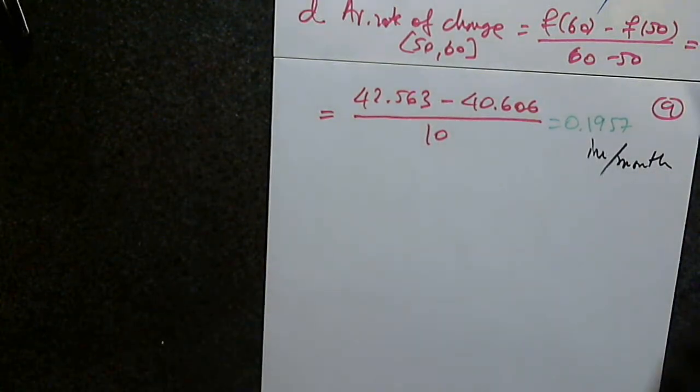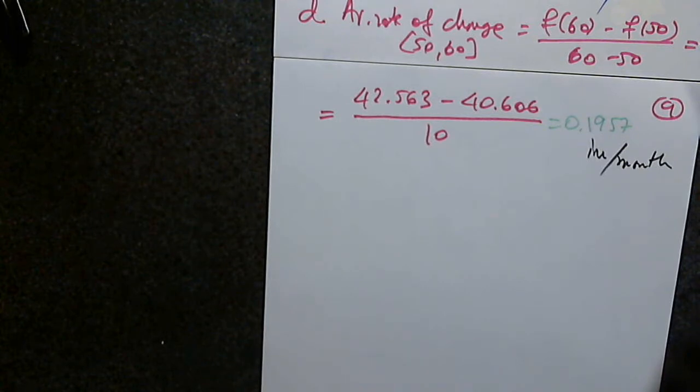So now, between 0 and 10, they grow at a rate of almost an inch per month. But between 50 and 60, the rate of change is much slower. Look at my hand, and that's the graph. That's why the rate of change between 50 and 60 is much slower than the rate of change between 0 and 10.